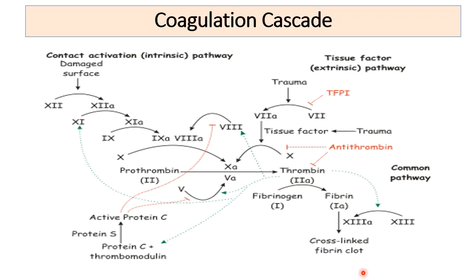And there are a lot of natural inhibitors of the coagulation cascade, like antithrombin, tissue factor pathway inhibitor, activated protein C, protein S, etc.